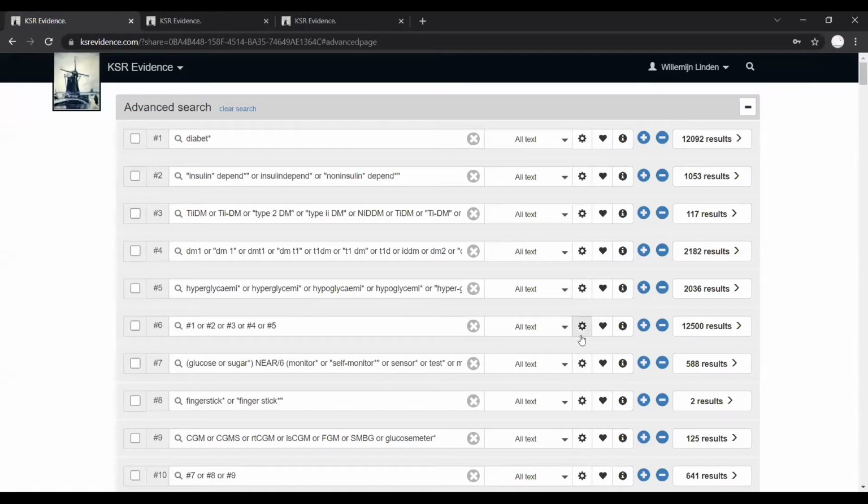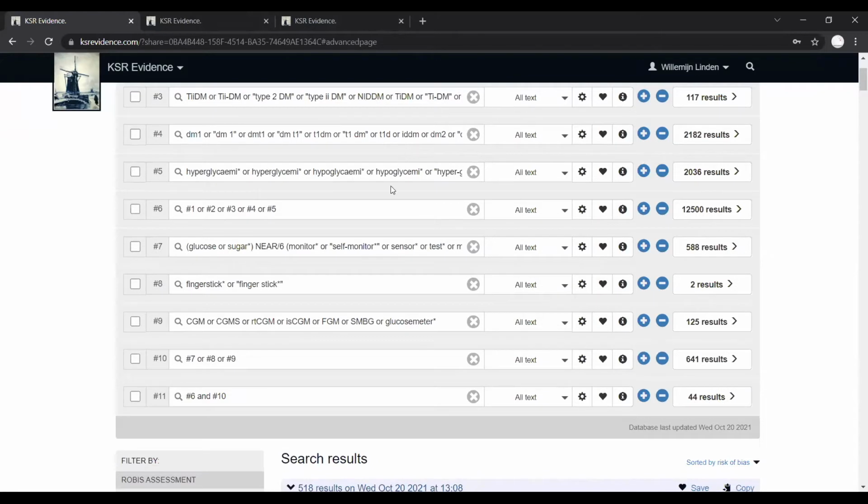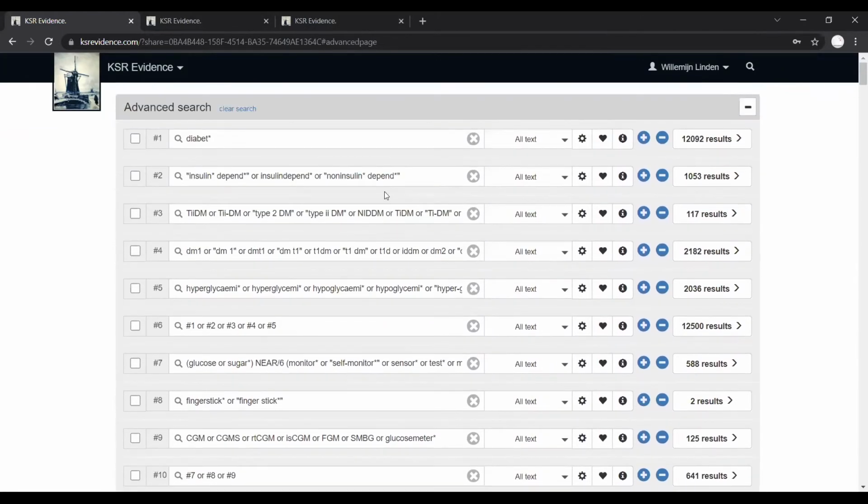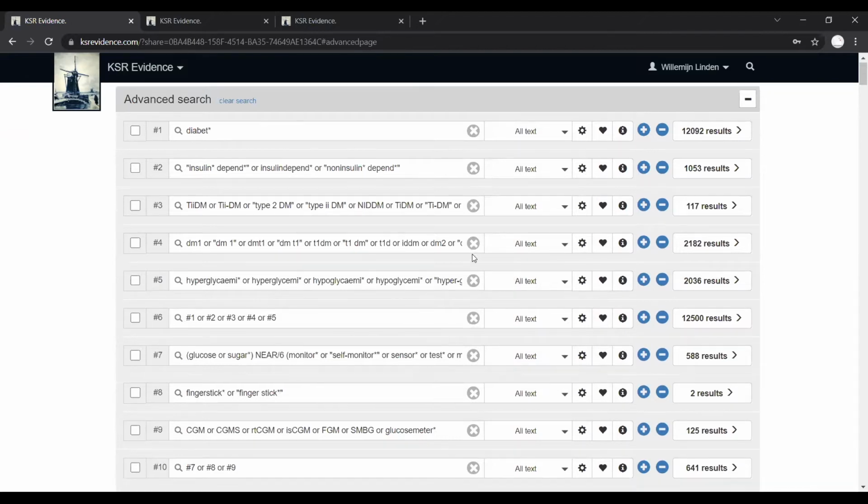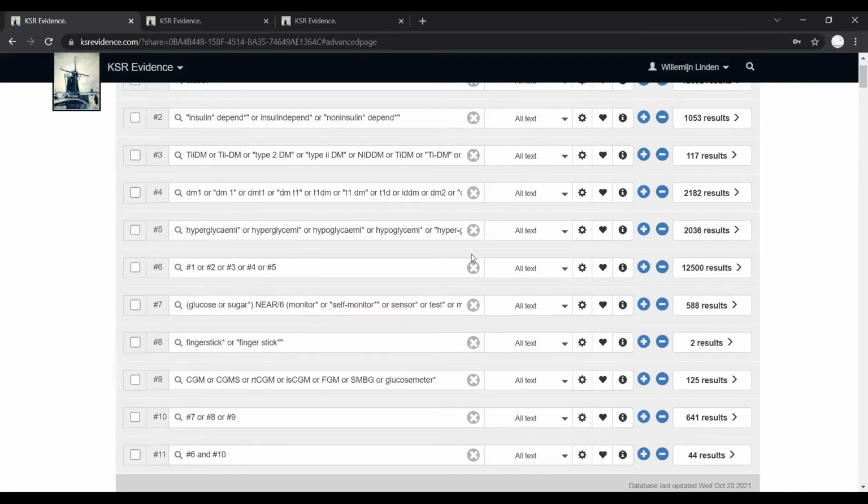Okay, so now we are on KSR Evidence and we are in the advanced search interface. As you can see, the information specialists really put together a nice search for us. It features some Boolean operators as well as adjacency and truncation. Of course, this guideline is not real, so keep in mind that the search strategy would be more advanced for an actual guideline.